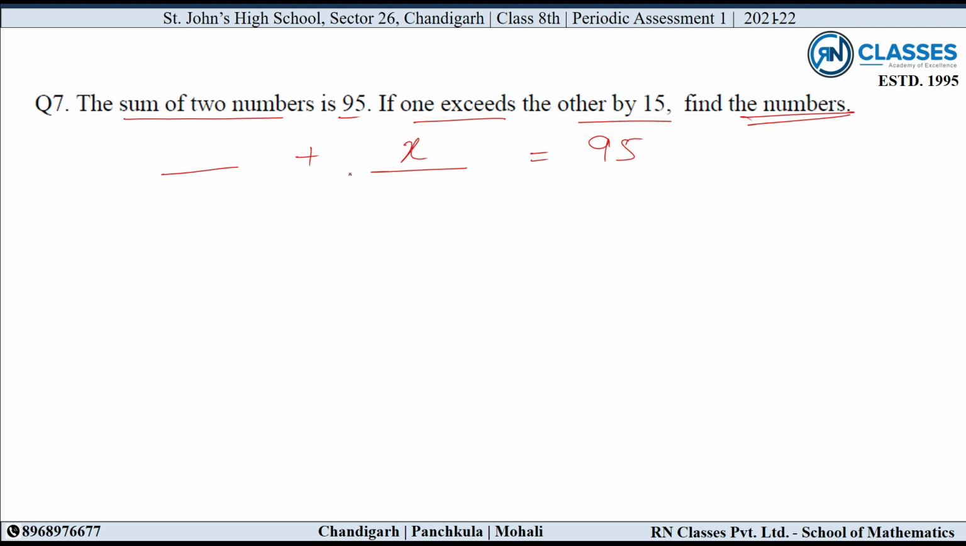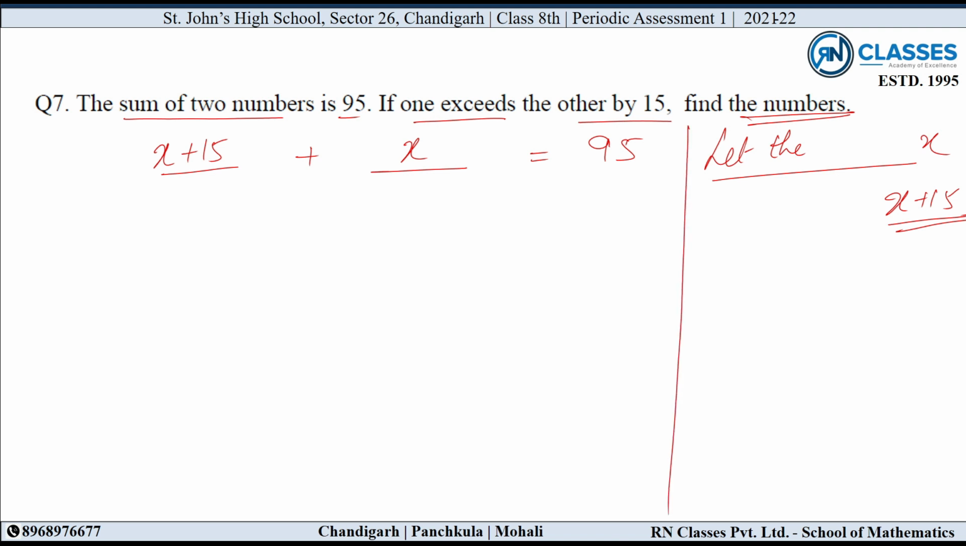Now one number exceeds the other by 15. The second number would exceed the first number by 15. This is the equation. Yes, you have to write it properly in the test. Let the first number be x. The second number would be x plus 15. You have to write it like this in a subjective paper. I'm telling you how to solve these questions.